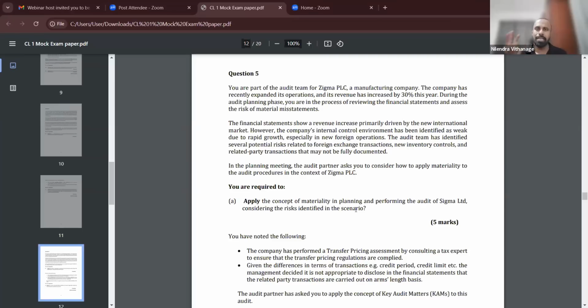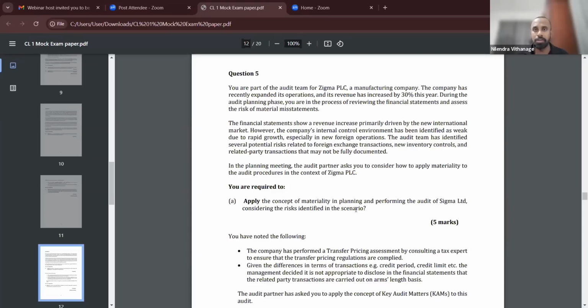So, overall materiality set based on chosen benchmarks, like 5% of profit before tax, 1% of revenue. Likewise, you develop your materiality. Then performance materiality at lower levels, and based on the materiality you perform your audit procedures and your audit evidence is evaluated. See, you are part of the audit team of Sigma PLC, a manufacturing company. The company has recently expanded its operations and its revenue has increased by 30% this year. Revenue increasing by 30% means, students, revenue is a significant risk area.